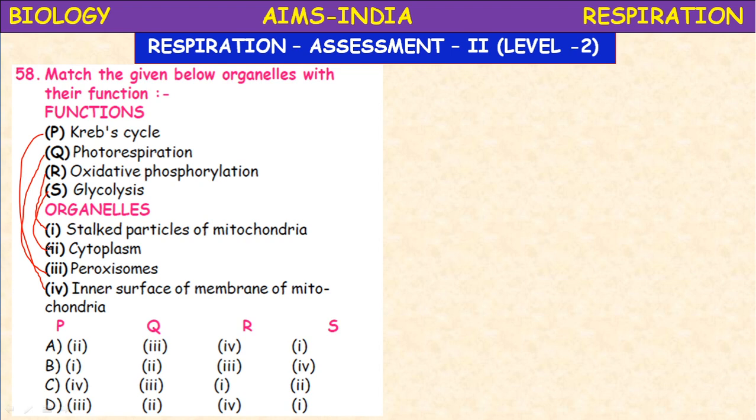So first the known ones you have to match. Glycolysis, you know where it occurs, cytoplasm, and oxidative phosphorylation is nothing but the electron transport system, occurs in the stalked particles of mitochondria. The Krebs cycle is in the inner membrane of mitochondria. So the remaining one is photorespiration, that is peroxisome. So here option C is the right answer.